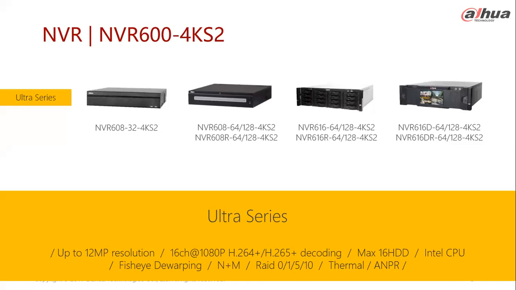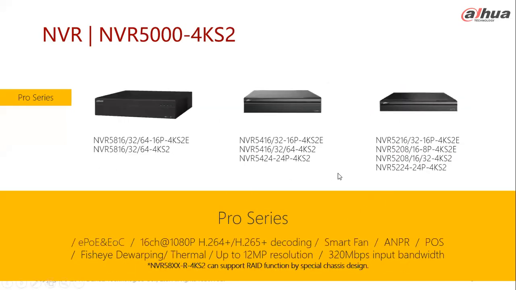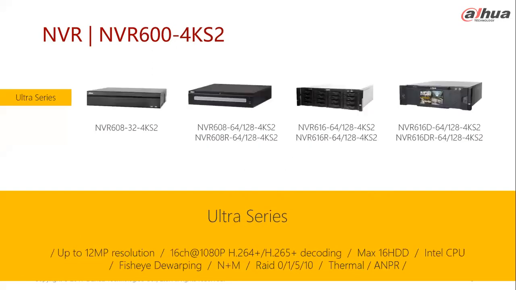So the functions of Series 6 NVR include number plate recognition, and it's also Intel based. I think you understand what Intel based means and the advantages of Intel processors. Also fisheye dewrapping, meaning you can install fisheye cameras in this NVR. For Series 5, you can also do fisheye dewrapping. You can also do number plate recognition, and the bandwidth is slightly lower compared to Series 6.